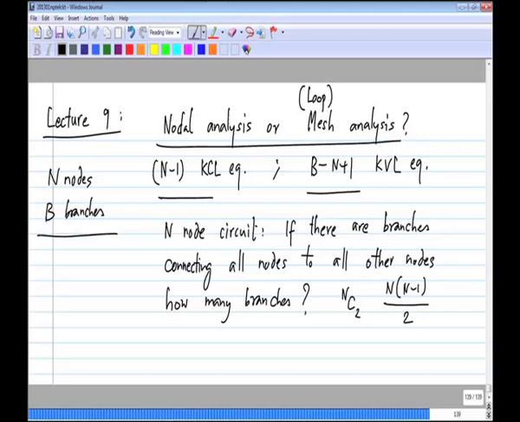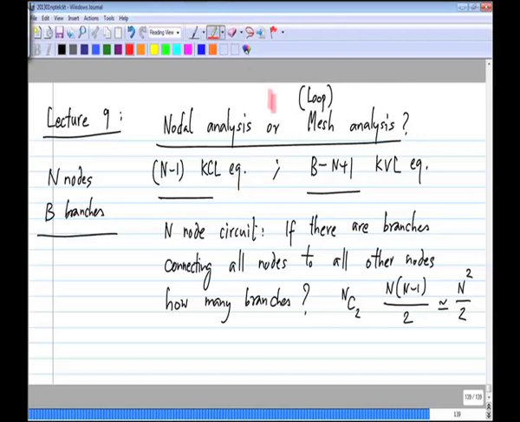Alternatively, you can think of while adding branches, you have to pick 2 nodes. You have n possible nodes, and out of that you pick 2 nodes, and you can do that in n choose 2 ways. Okay, n times n minus 1 by 2. So I will simply approximate it by n square by 2 for large n. Okay, so this n minus 1 is approximated by n. So if every node is connected to every other node by branches, this number b minus n plus 1 will be of the order of n square by 2, okay, for large n, and the number of KVL equations will be a lot more than the number of KCL equations.